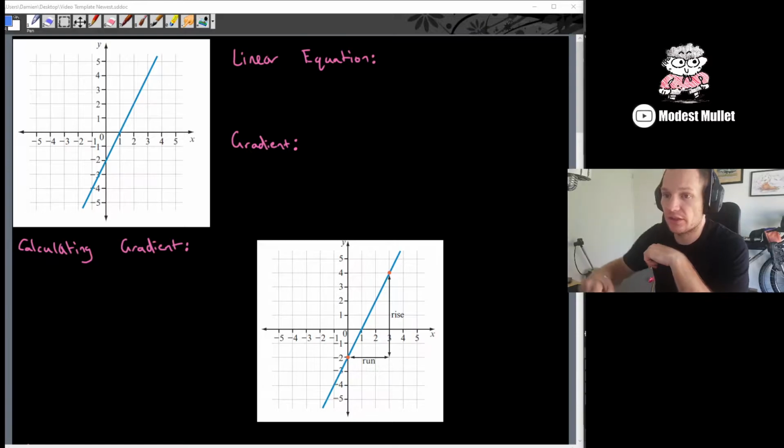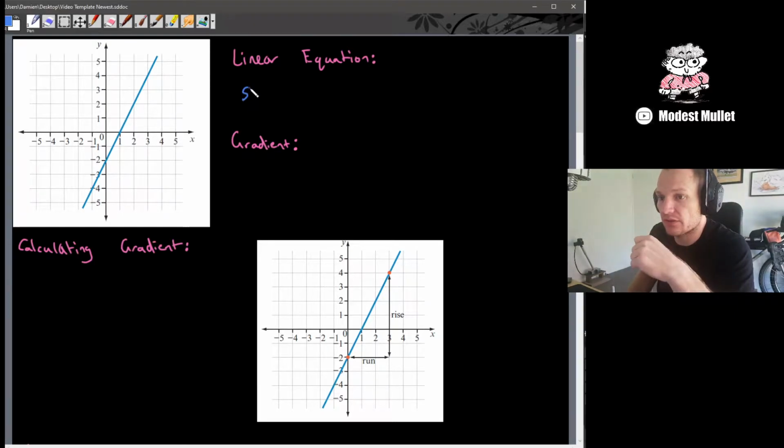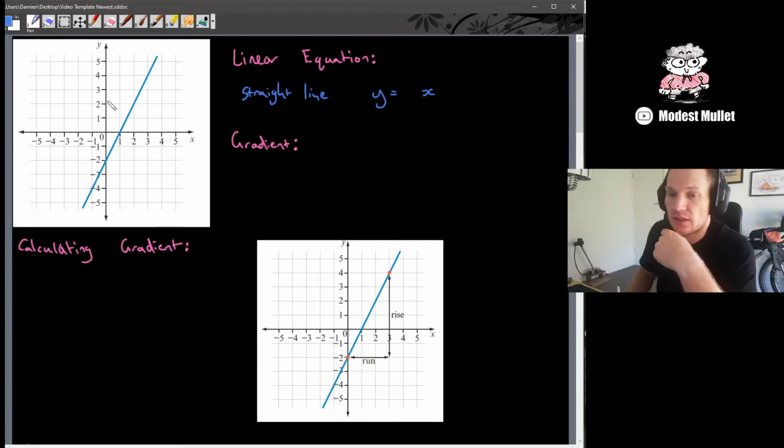We're of course looking at linear equations. We're finally moving into our graphing component of it, but we need to know the fundamentals before we start graphing. So a linear equation is any equation that gives us a straight line. And we generally write it in the form of y equals mx plus c, where m is our gradient and c is our y-intercept.